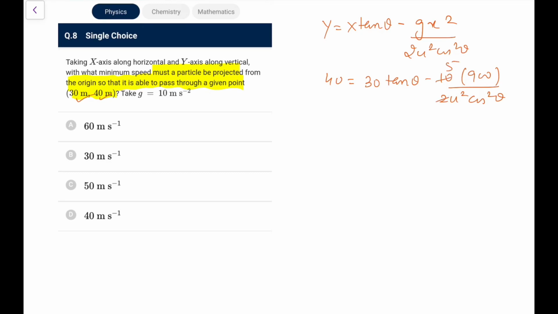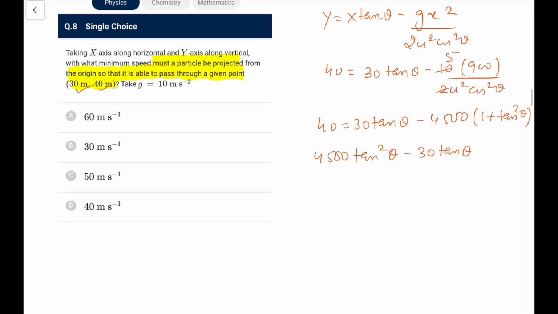So now what we will get, 40 is 30 tan theta, minus 9 fives are 45, 4500, upon u square, into 1 plus tan square theta. So this is a quadratic, so we'll try some quadratic things here. So what we'll have, 4500 tan square theta, and there's u square also, sorry, don't miss that. So let me do this, don't be in a hurry, otherwise you will regret like me.